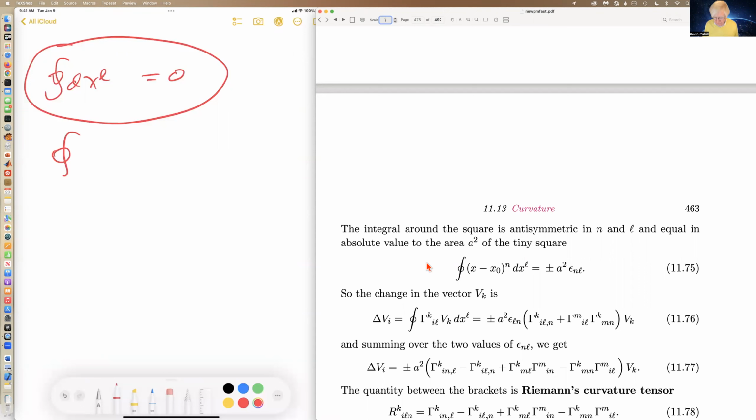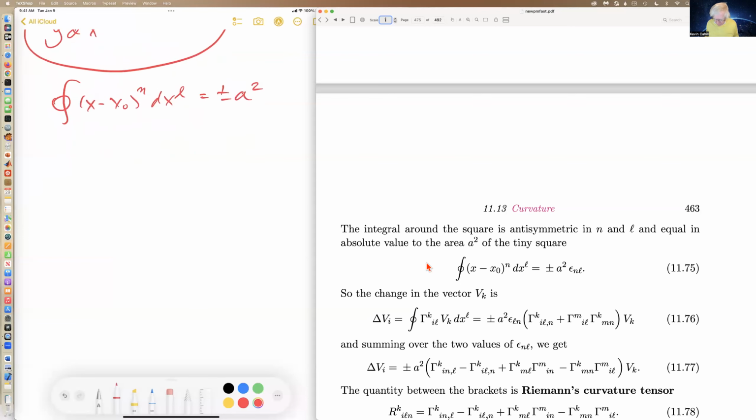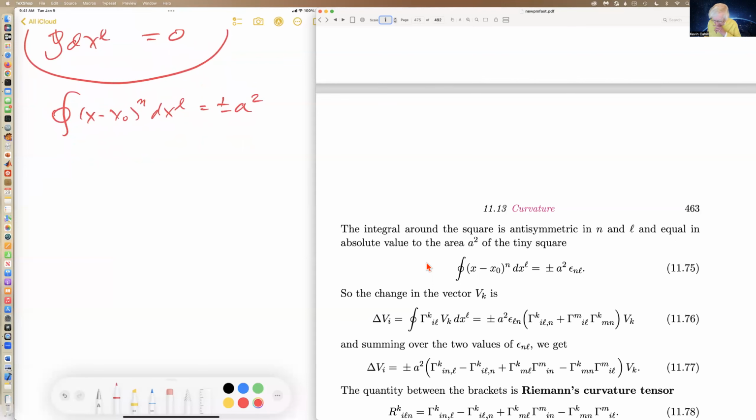So the integral of (x minus x0) to the n, dx_l, it turns out that this is plus or minus a squared. Whether it's plus or minus depends upon which way you go around the square, and so that's not really important. The important thing is the magnitude. So let me just show you as an example here.